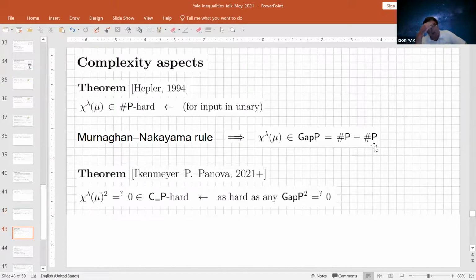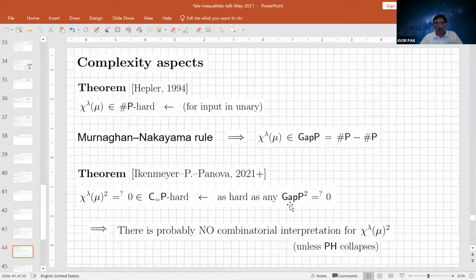And what we proved, which I'm writing up and should appear soon enough, is that the square of the character, deciding whether it's 0 or not, is hard. Let's just ignore what this says. It basically says that it's as hard as deciding whether the square of a GapP function is 0. And so presumably, unless the polynomial hierarchy collapses, there is no combinatorial interpretation for the square of the character. So I know that was a lot of computer science.